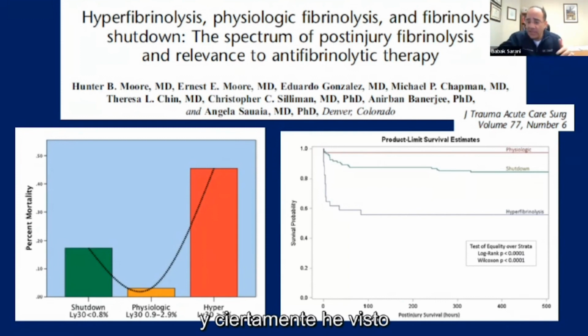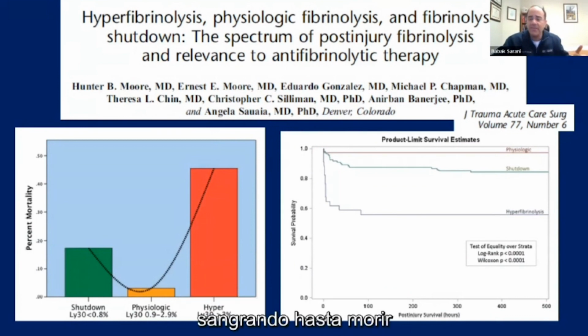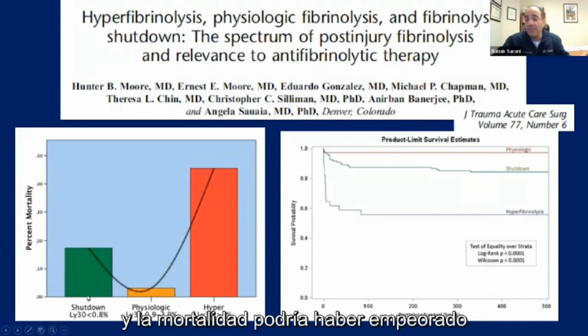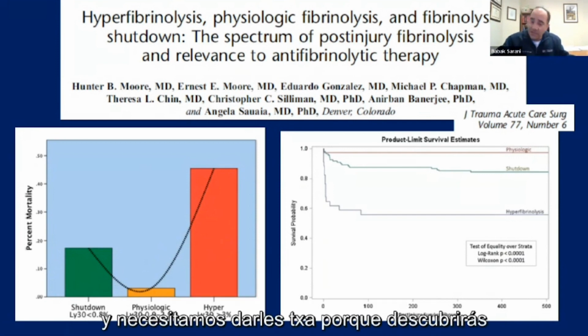And I have certainly seen plenty of people in my trauma center who were severely, severely injured, bleeding to death from a variety of mechanisms, but their LY30 is actually 0. And I would argue if we had given those people TXA, they would have fallen into this green group and the mortality may have worsened. And I've certainly seen plenty of people who fall in the red group, and we need to give them TXA because you will find that they are in fact bleeding.